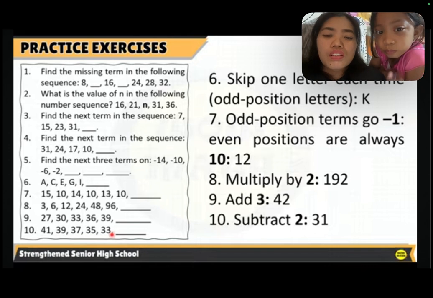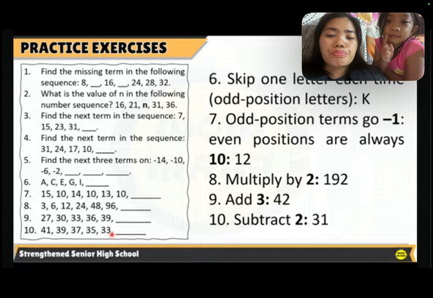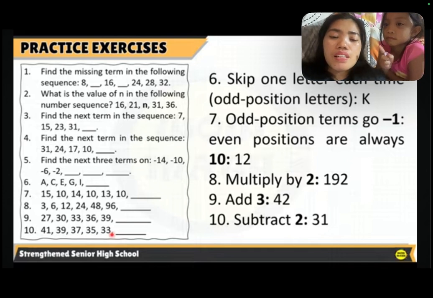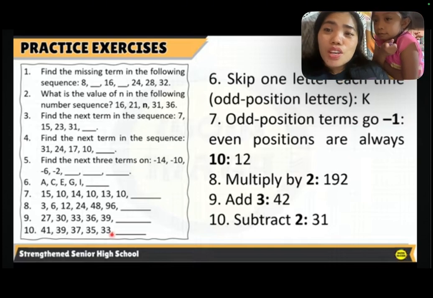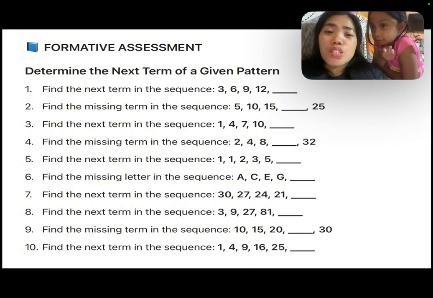Then number 9, the answer is add 3. The answer will be 42. Number 10, subtract 2. So the answer is 31. I hope you understand that one. Now let us proceed to the formative assessment.